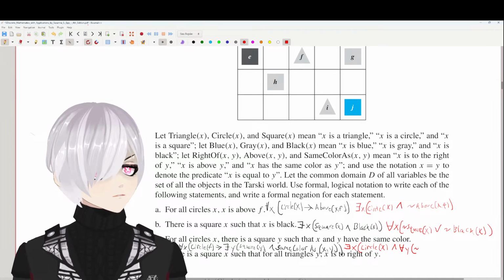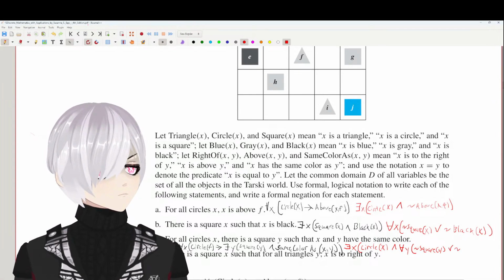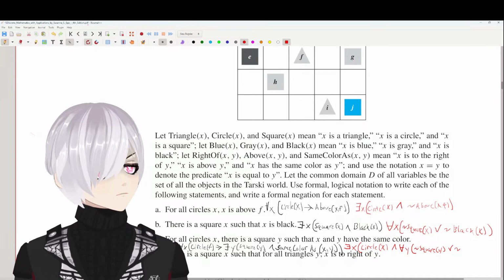So for all y, either y is not a square or y does not have the same color as x.